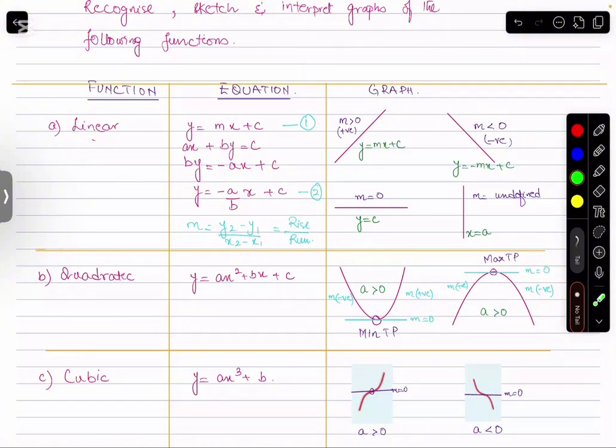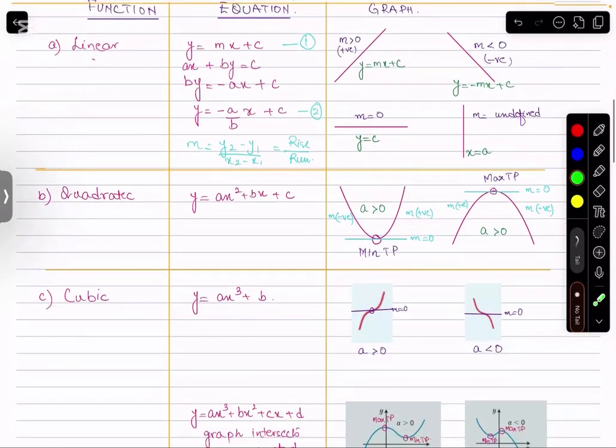So please do that. Secondly, you can have a quadratic curve. A quadratic equation is the equation which has the highest power of 2, and it is y equals ax squared plus bx plus c.